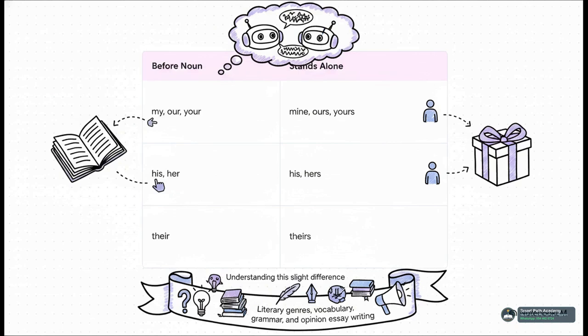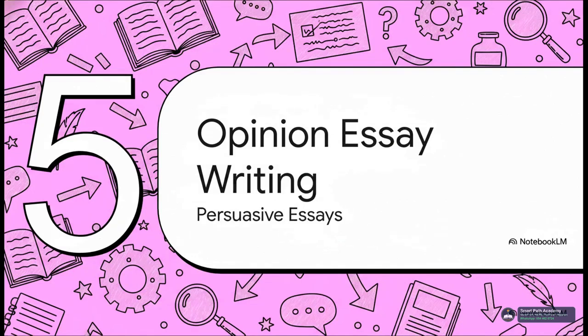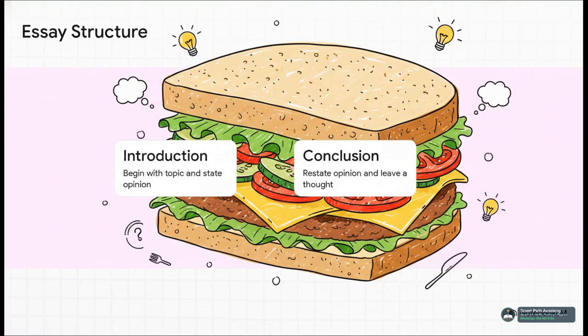Grasping this slight difference is going to make your sentence variety so much stronger and just a lot more natural. Section 5, Opinion Essay Writing. Let's build a persuasive essay. I always like to think of a great essay as a perfect sandwich. The introduction and the conclusion are the bread that holds all your delicious text evidence together.